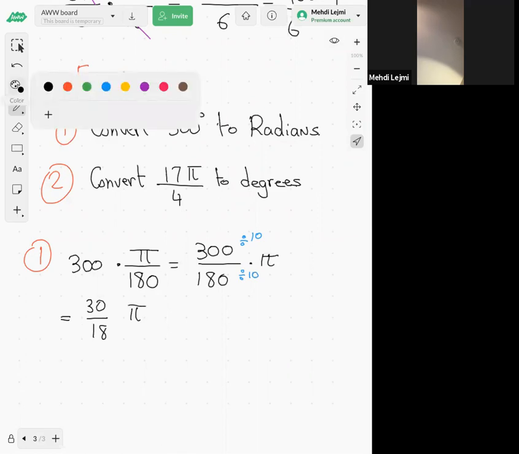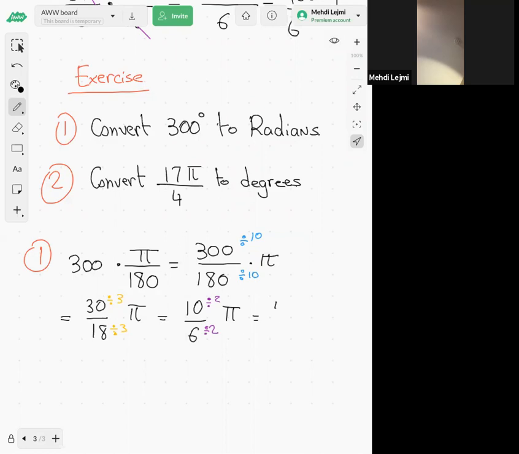I can still reduce this fraction, so I'm gonna continue with the reduction. Both are divisible by 3. So here's over 3, right? So that will be equal to 10 over, 18 over 3, that's 6 pi. I can still reduce the 10 over 6, right? Both are even numbers. So I can divide both of them by 2. So that will be 5 over 3 pi. Okay, and so the answer would be 5 pi over 3.